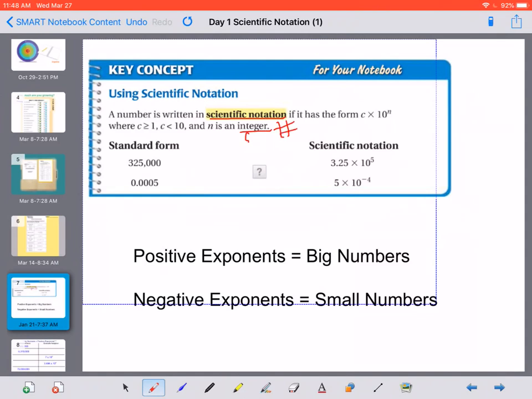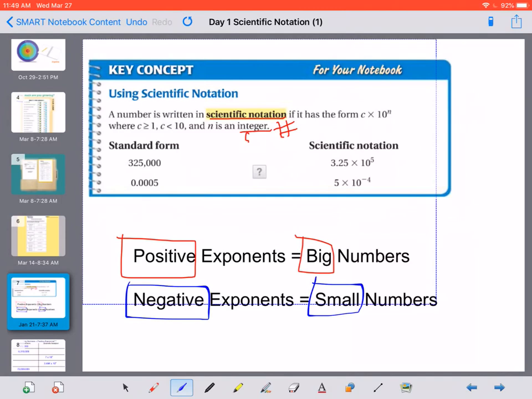In standard form, we have numbers that are big, like 325,000. In scientific notation, that's written as 3.25 times 10 to the fifth. Or we have 0.0005, or 5 times 10 to the negative fourth. Now when we have positive exponents, that's when we have big numbers. When we have negative exponents, that's when we have small numbers. So let's practice some of these.